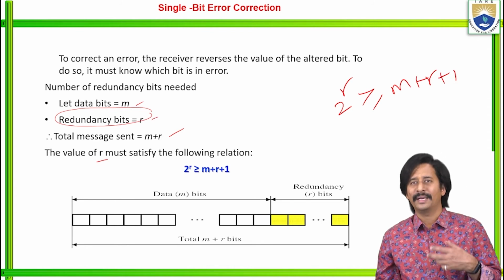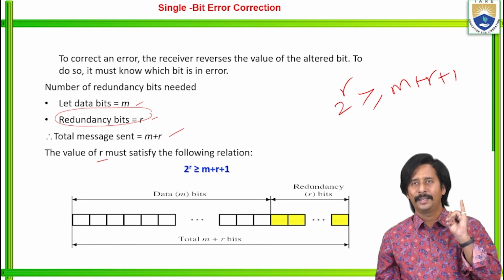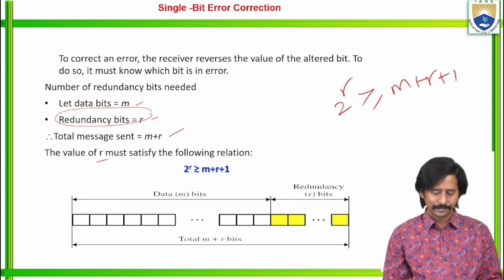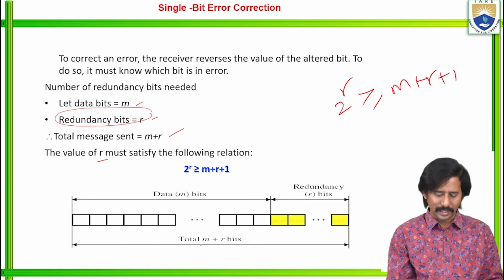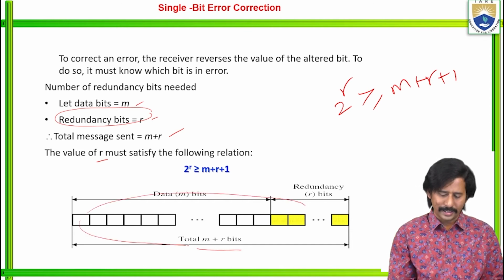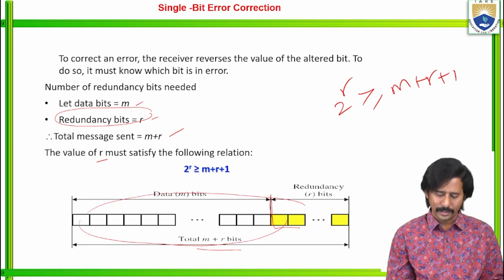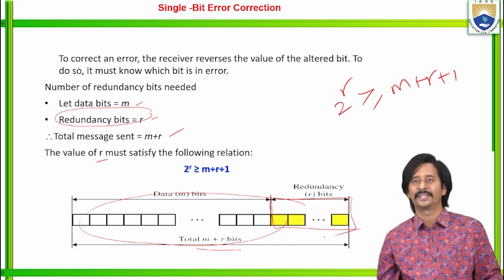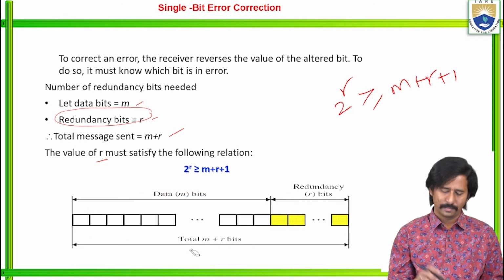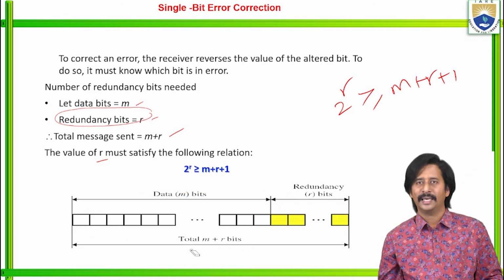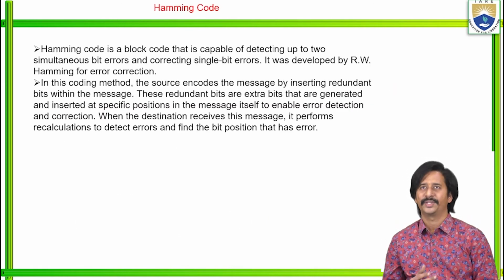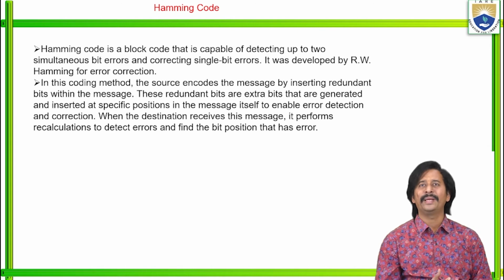So 2 power r is greater than or equal to the total number of data bits plus redundancy bits plus 1. This is the total message sent, m plus r bits. These are the data bits and these are the redundancy bits. So data is m bits, redundancy is r bits. So that is single bit error correction. Then the second one is the Hamming code.